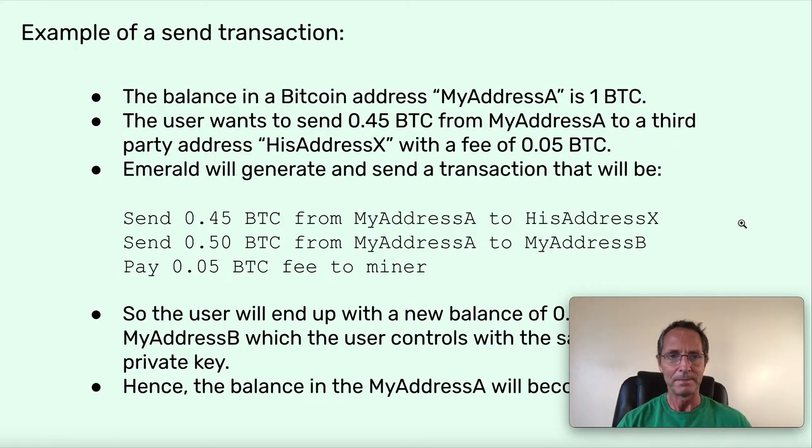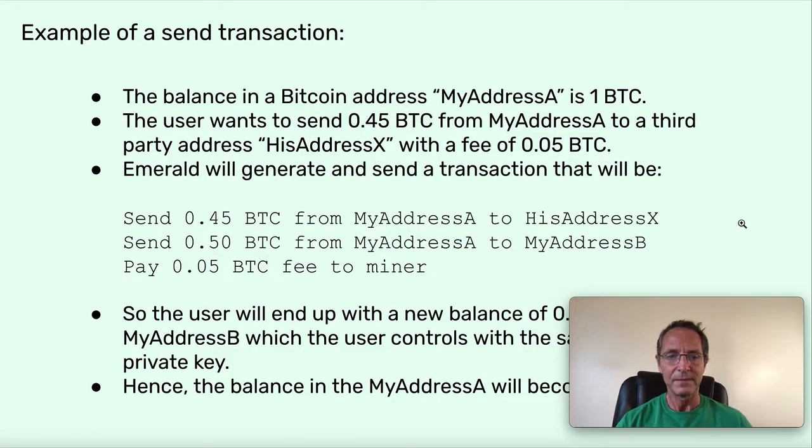This is an example of a send transaction. Say that the balance in a Bitcoin address, my address A, is 1 Bitcoin. And say that the user wants to send 0.45 BTC from my address A to a third-party address, his address X, for example, with a fee of 0.05 BTC. Emerald will generate and send a transaction that will be: send 0.45 BTC from my address A to his address X, that's what goes to the third party.